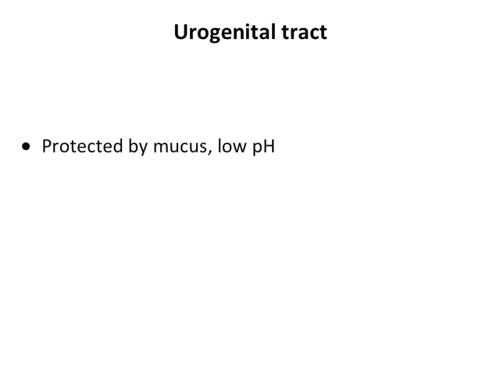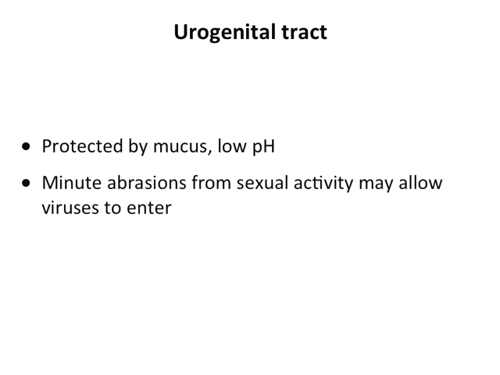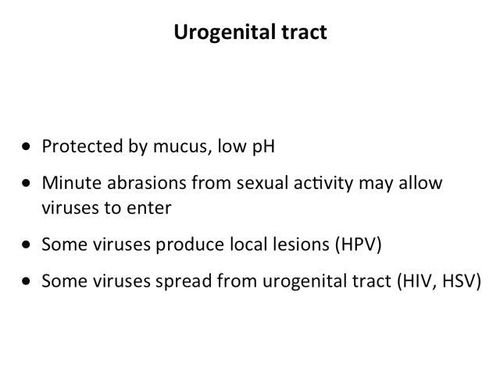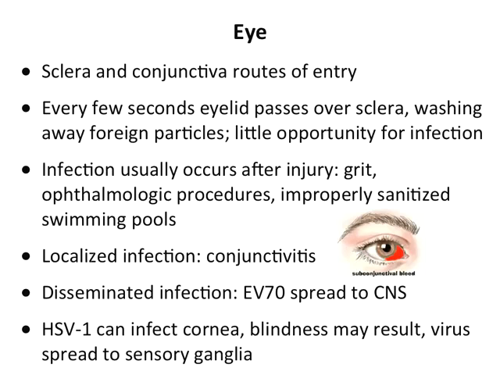The urogenital tract is also a site of infection. It is protected by mucus and low pH, but abrasions from sexual activity may allow viruses to get across the membrane there. So these membranes are not as well developed at taking up material like the respiratory and the alimentary tract is, but abrasions allow viruses to enter. Viruses like human papillomavirus may produce local lesions when they infect there. Others can infect the urogenital tract and then spread to other sites, like HIV and herpes simplex virus.